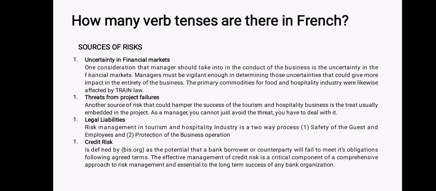Sometimes, ito yung mga negligence can result in substantial court judgment. Like for example, mga hindi nagawang mga task or mga contract, something like that. Pero doon tayo sa general lang. Sabi dito, legal liabilities in tourism hospitality industry, meron siyang dalawang way process.